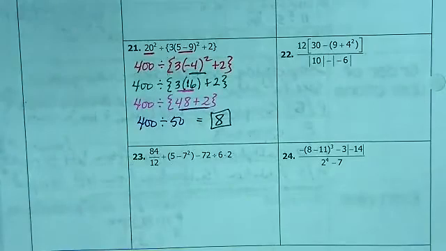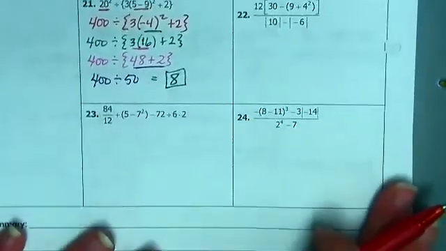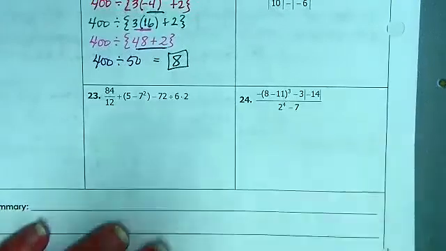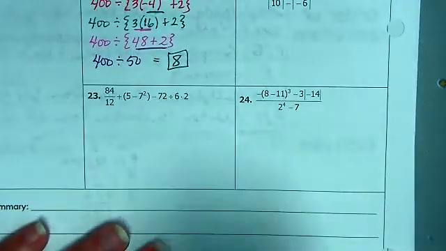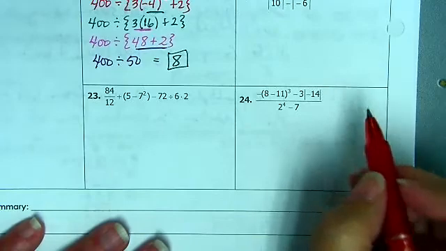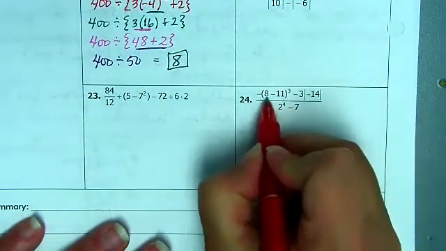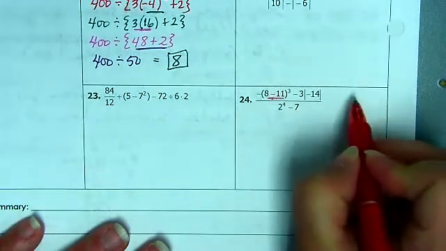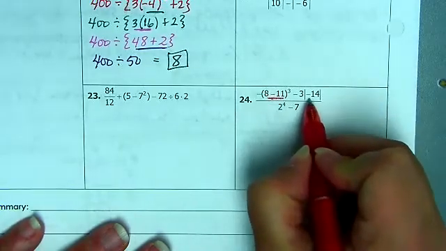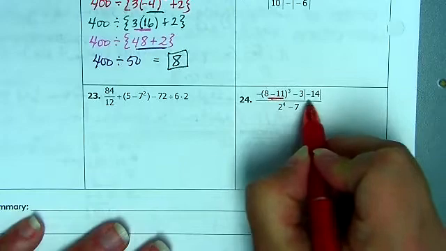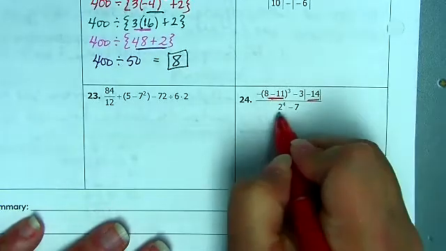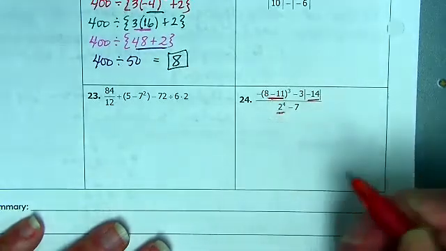And now our last one. 24. Okay, again, we've got to pay attention here to parentheses and absolute value symbols. So right now I can do this subtraction inside the parentheses, 8 minus 11, and I can do the absolute value of negative 14. And I can also do 2 to the 4th power. So I can do several things at one time here.